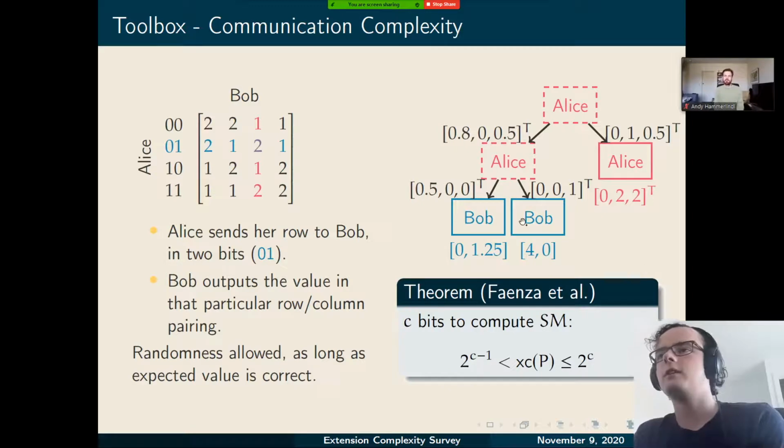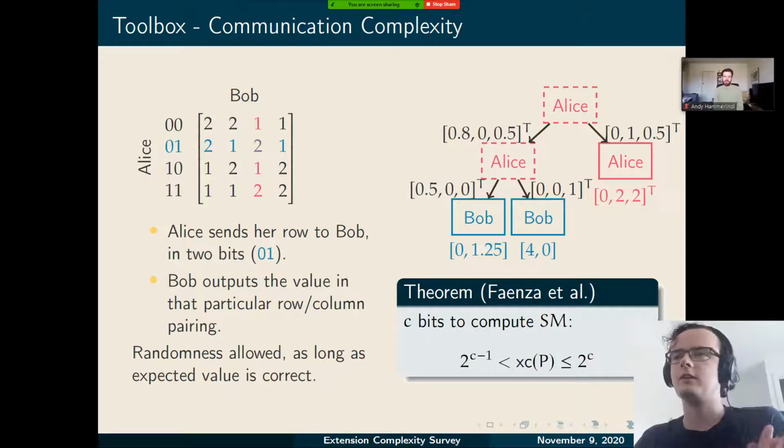And it turns out that if we look at all possible ways that we can play this game, or all possible communication protocols, and C is the minimum number of bits we need to actually play the game correctly, then we can sandwich the extension complexity between 2 to the C minus 1 and 2 to the C.